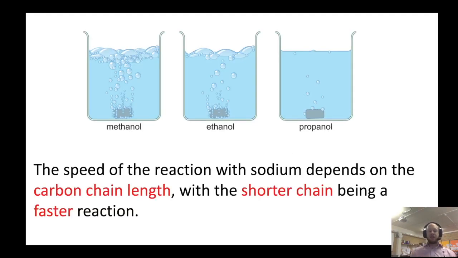You can see here that the reaction with sodium in different alcohols has a pattern. So methanol is way faster than ethanol, which is way faster than propanol. The shorter the chain of the molecule is, the faster the chemical reaction will be.